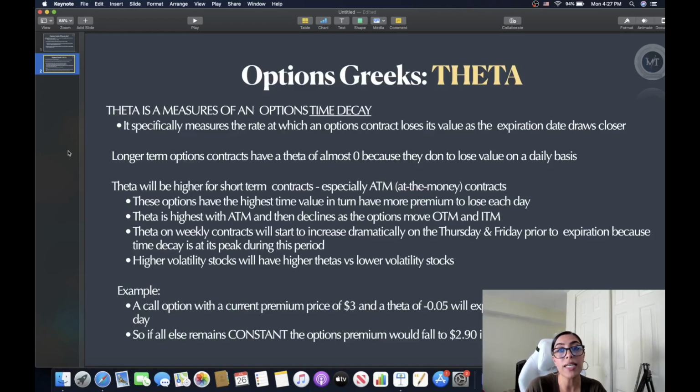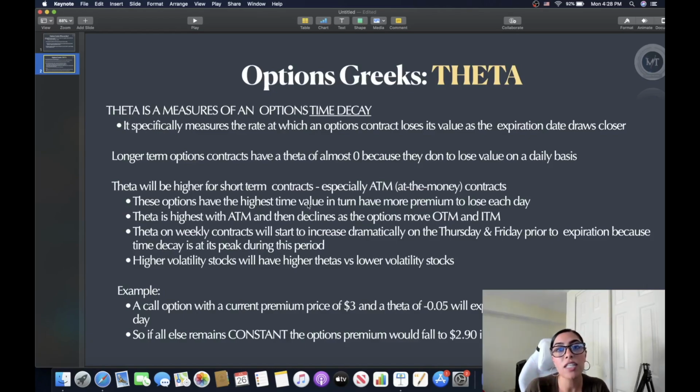What this means is that every day that contract gets closer to its expiration date, it's going to lose 5 cents per day on that contract price. So with everything else constant, 2 days after you purchase that $3 premium price contract, that $3 call contract, it would fall to $2.90 after 2 days with the theta of negative 0.05. Losing that 5 cents per day, you're losing 10 cents in 2 days, the contract would fall to $2.90.